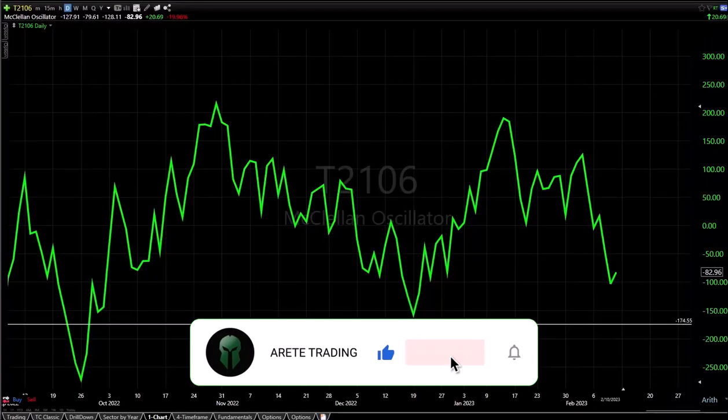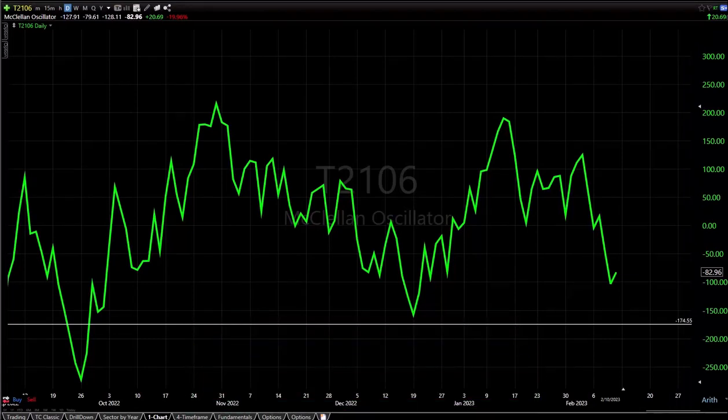The McClellan oscillator measures the magnitude of advance decline moves. It does this through a calculation of a 19 EMA and a 39 EMA, subtracting the 39 from the 19. Without getting fully into it, what we're trying to do is just understand the basics for the purpose of this video.